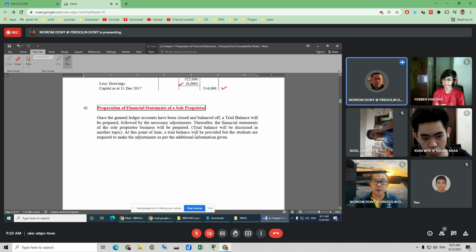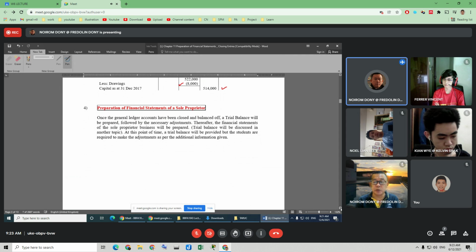Thereafter, the financial statement of a sole proprietor will be prepared. The trial balance will be provided, but the students are required to make the adjustments as per the additional information given. Meaning, in the question there will be additional information which has not been recorded in the double entry.